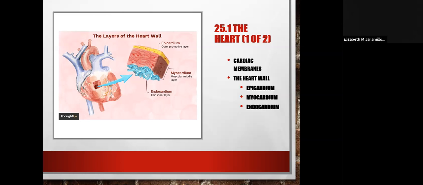Your epicardium is the outermost layer of that heart wall. See there? It's that thin layer of serous membrane helping to lubricate and protect the outside of your heart. Your myocardium is the muscular middle layer of the heart, and this makes up the majority of the thickness or the mass of the heart, right? So myo meaning muscle, right? Cardium, cardi meaning heart, muscular heart, okay?